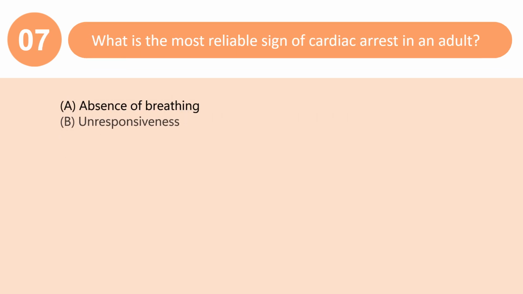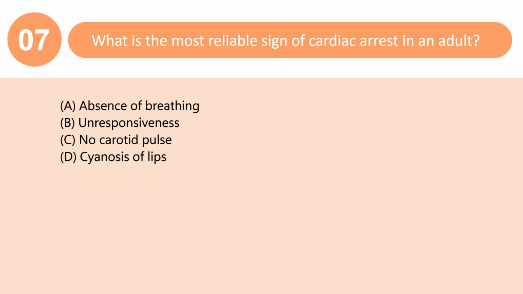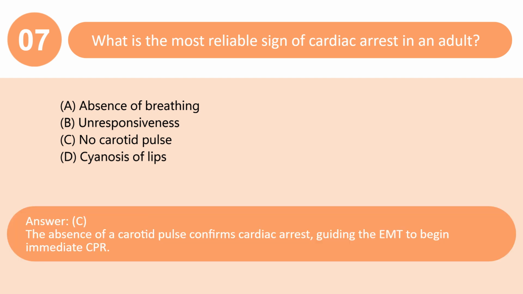What is the most reliable sign of cardiac arrest in an adult? A. Absence of breathing. B. Unresponsiveness. C. No carotid pulse. D. Cyanosis of lips. Answer: C. The absence of a carotid pulse confirms cardiac arrest, guiding the EMT to begin immediate CPR.